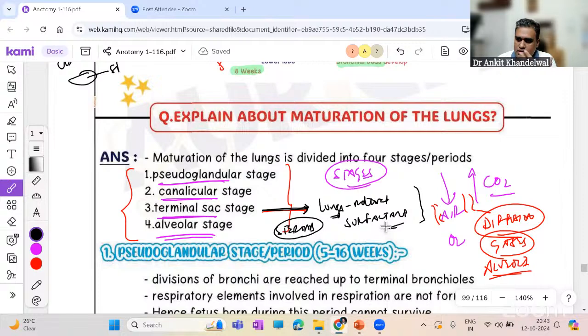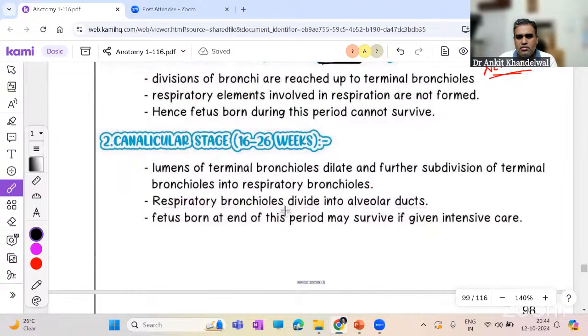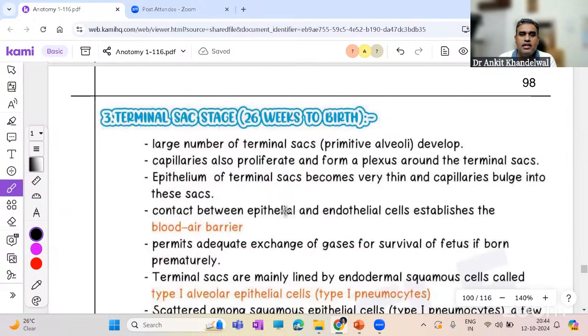That is, it increases at a pace. They have to reach the terminal sac stage, which is actually after 26 weeks. This is the mature stage. Let us go through it. The pseudoglandular stage is from 5 to 16 weeks. By 4 weeks they have the diverticulum, and then this happens. Pseudoglandular, it looks like a gland. Then there's the canalicular stage, where there are 2-3 points on how it develops. But the main stage is the terminal sac stage, at 26 weeks.